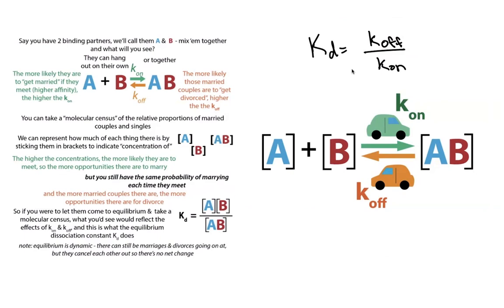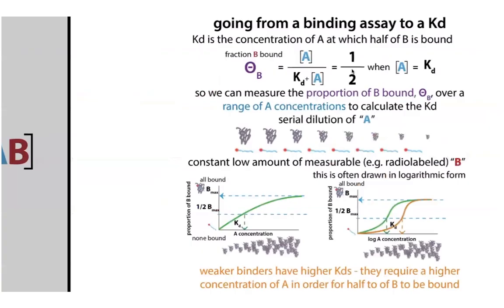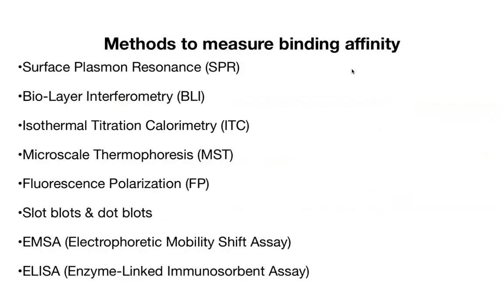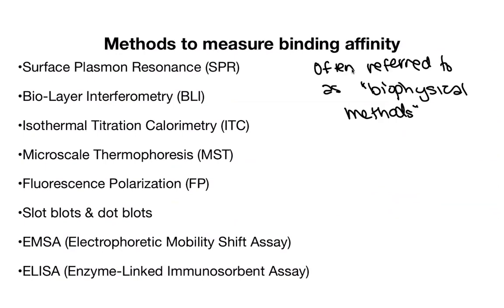But we need to use different methods in order to study kinetics versus equilibrium. Some of the methods we use will be able to give us both, whereas others will only be able to measure the equilibrium constants. So let's get into a few of these methods. Often we refer to these as biophysical methods. And as that name might suggest, they do involve some math, but thankfully there are computers that do that math for us, and we don't really have to worry about it too much.